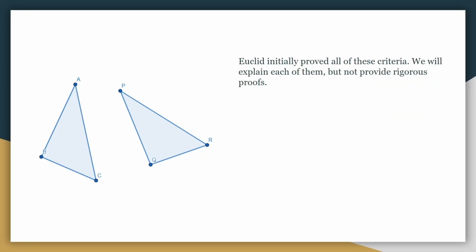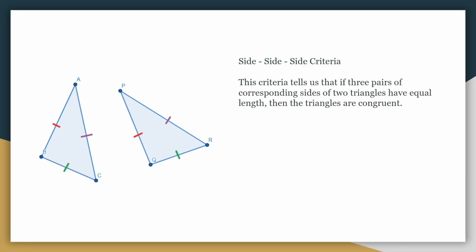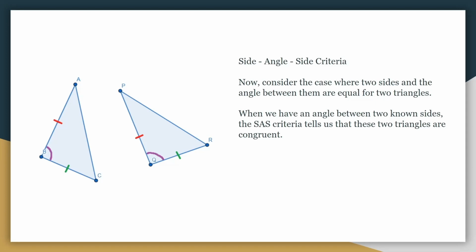These congruence criteria were first proved by Euclid, derived from his postulates. We will explain each of them here, but we will not provide rigorous proofs. First, the side-side-side criteria. This tells us that if all three corresponding sides of a triangle are of equal length, then the triangles are congruent. Next, the side-angle-side criteria. In this scenario, we know two sides of a triangle and the angle bounded by them is equal to that of another triangle, which this criteria tells us is congruent.